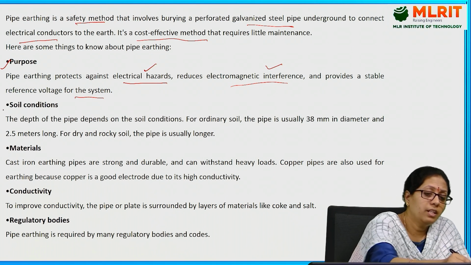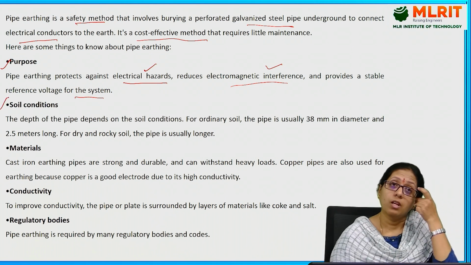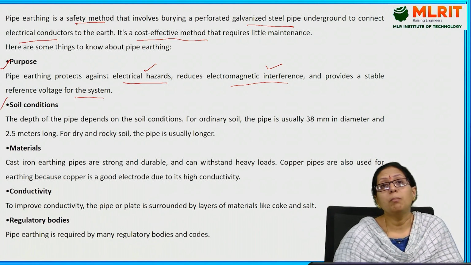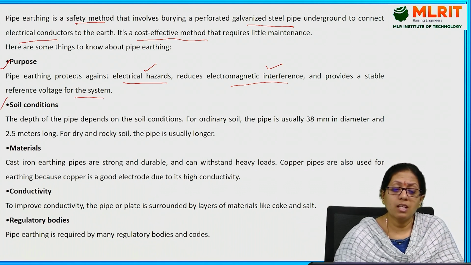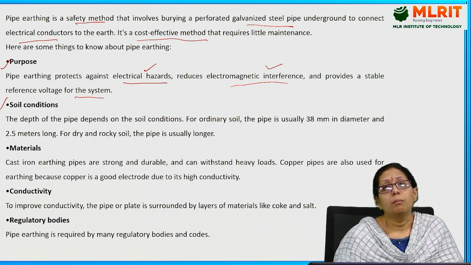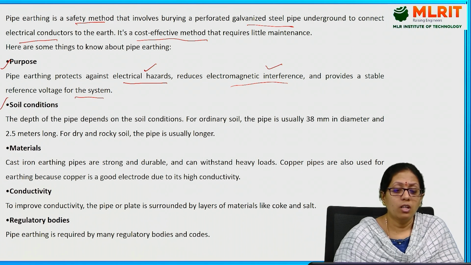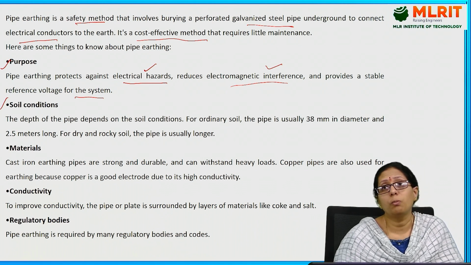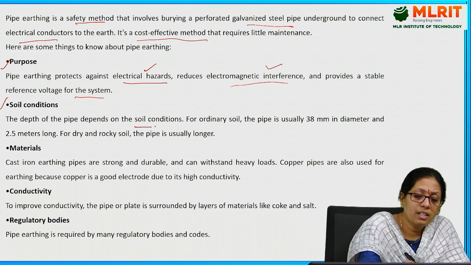The second one is soil conditions. The depth of the pipe depends upon the soil condition. As I said previously, the soil condition should be determined beforehand, that means whether it is wet soil, and the resistance of the soil. All those things should be known beforehand, and based on that we decide which type of earthing should be done in that particular place.